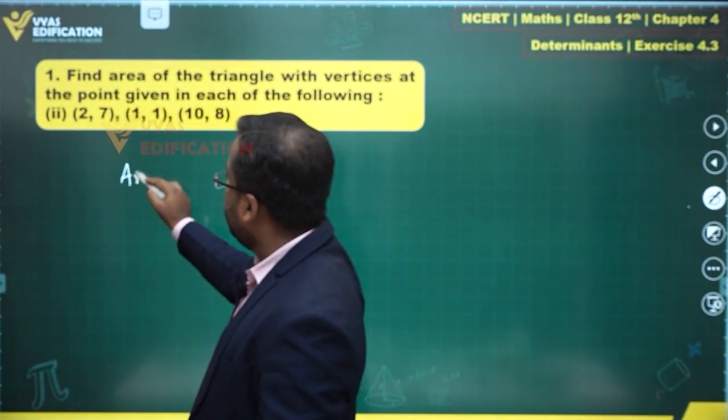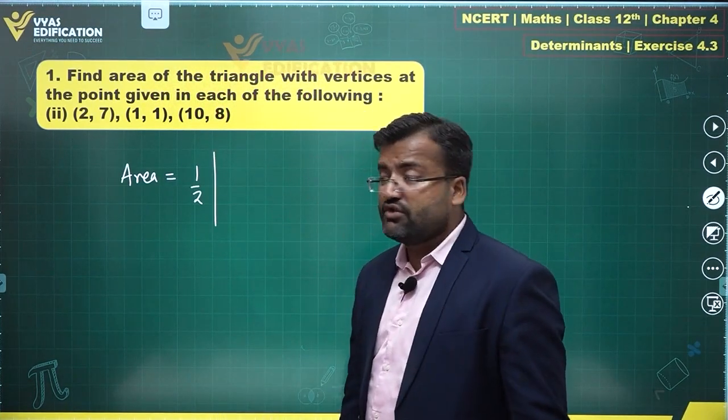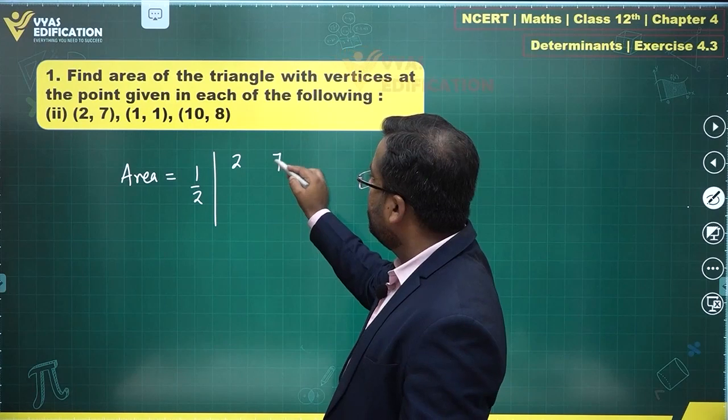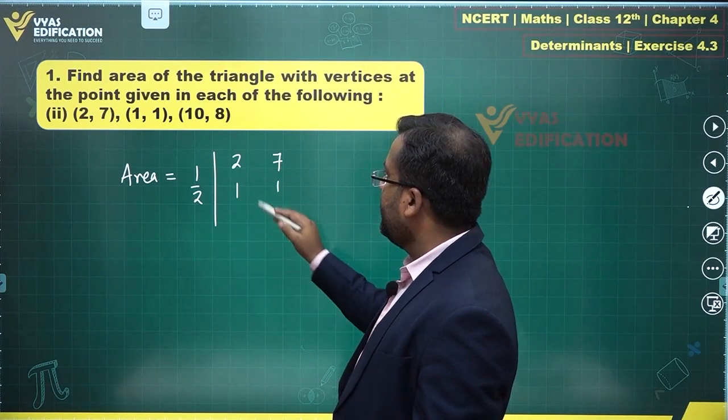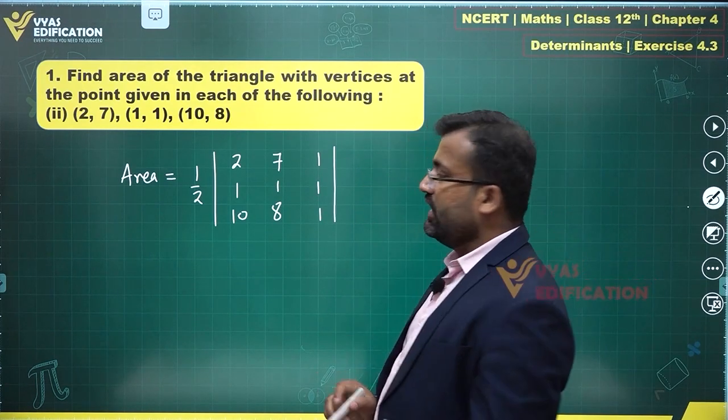Directly find the area using determinant. The first vertex, as you can observe, is (2, 7), so we'll write 2, 7. The next is 1, 1, and the third one is 10, 8. The third column will be 1, 1, 1. This is what you'll have.